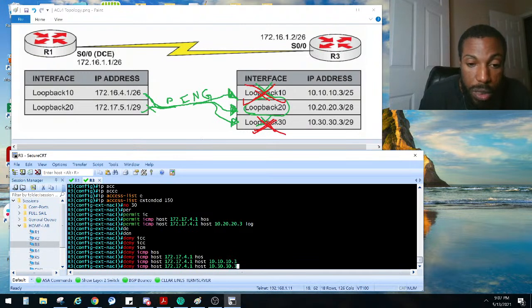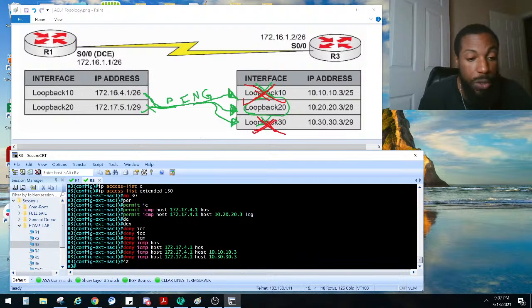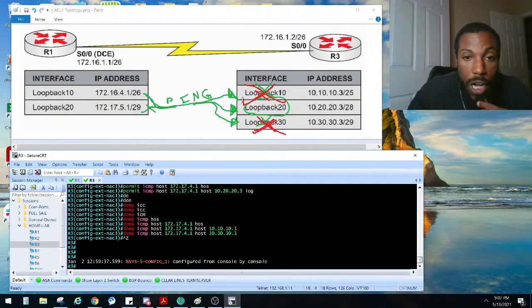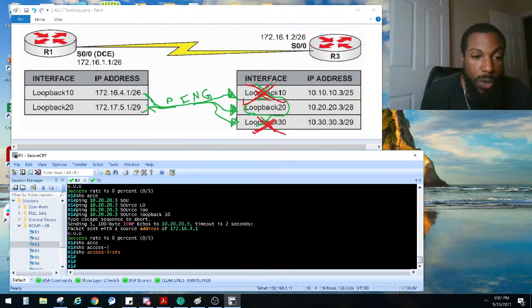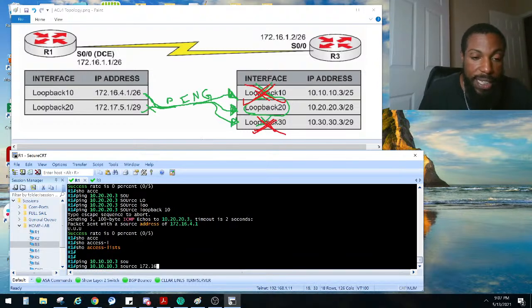To that host, we're going to block that. We're allowing that other one. Now let's try those ACLs again. So this needs to be blocked. Let's go ahead and test that theory out, right? So let's go to router 1 and test that ACL again. So we're going to ping 10.10.10.3 from source 172.16.4.1.